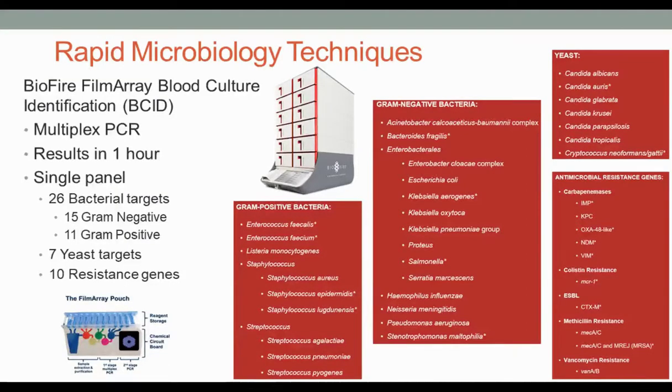BioFire manufactures the film-array blood culture identification kit. This is a multiplex PCR test that allows identification of 26 bacterial targets and 7 yeast targets. In addition, 10 resistance genes are detected along with the organism identification. All organisms and resistance genes are detected using a single cartridge. In this assay, an aliquot of the blood is injected into the cartridge that is shown in the lower left corner of this slide. This cartridge contains all the necessary reagents to perform the multiplex PCR. The cartridge is placed in the instrument, and results are available in about an hour.